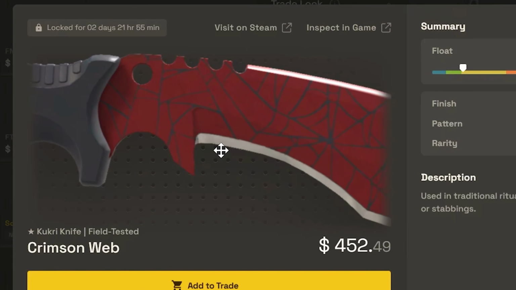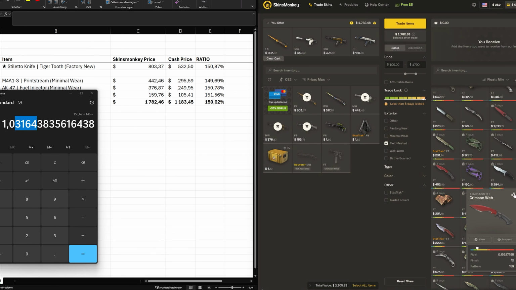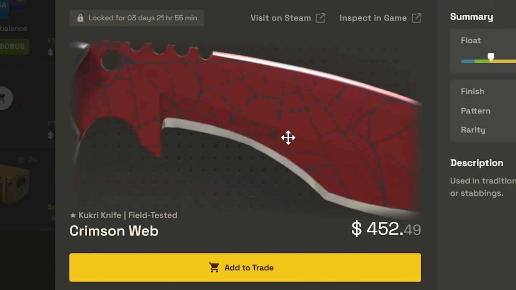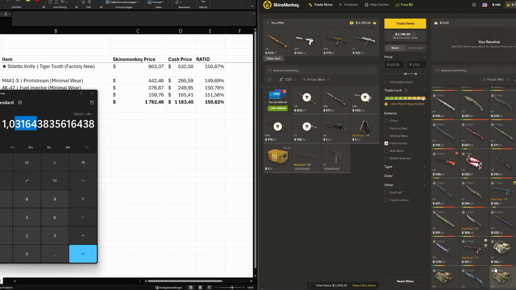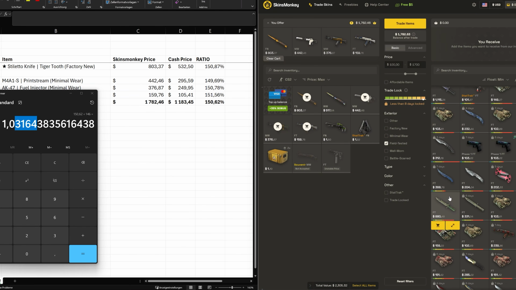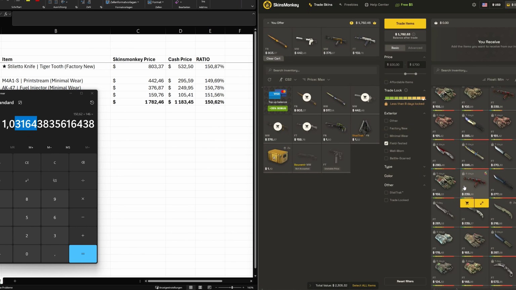Oh, nah. Maybe this one. Not so good as a pattern. I would only take the first one because it is a pretty centered web. And yeah, I will continue searching and come back to you when I found another good deal.